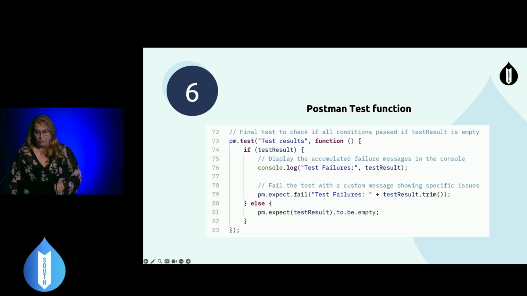In the case of any issues running a test, we want to log those results to the console so we can see them. But we also want to fail the test with pm.expect.fail, so we have a summary of test results at the end of that run.